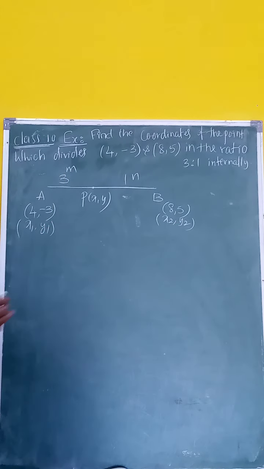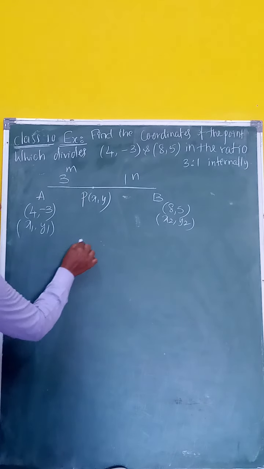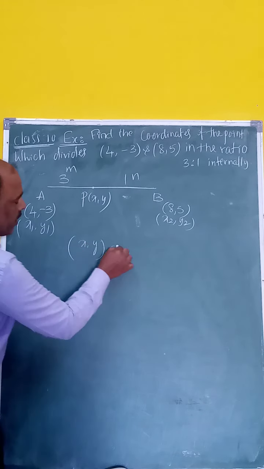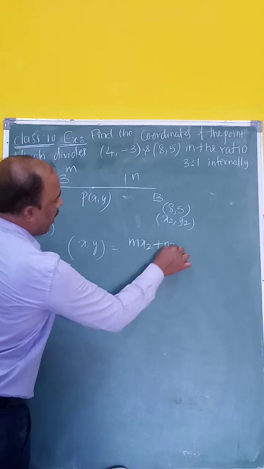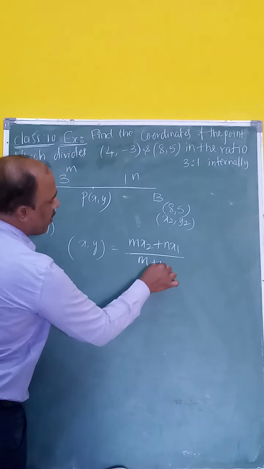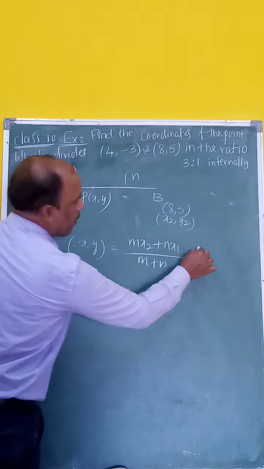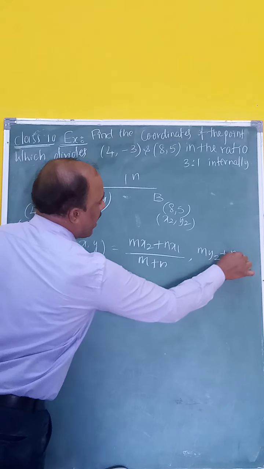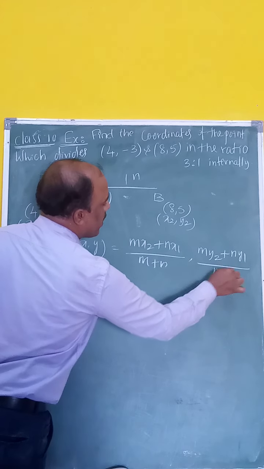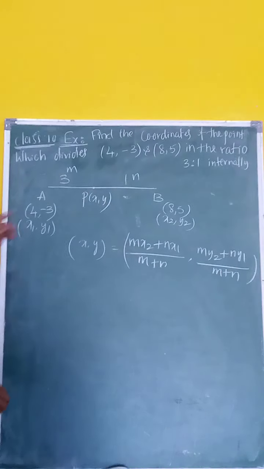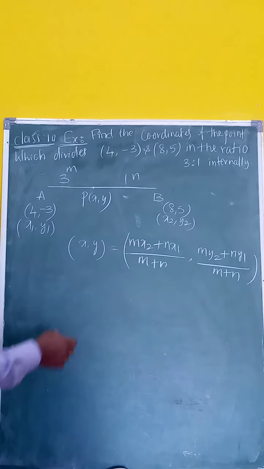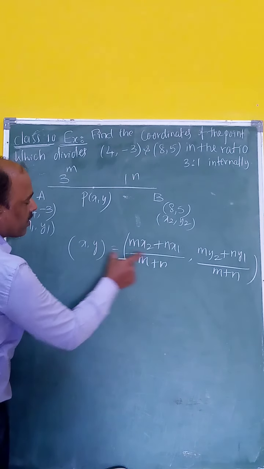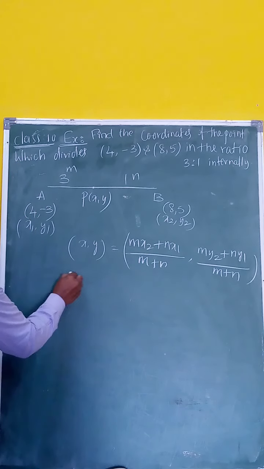Now apply the formula. First I'll write the formula. What is x comma y? Just now we learned it. (x, y) is equal to (m x2 plus n x1) by (m plus n), because it is internal, and next (m y2 plus n y1) by (m plus n). It is an internal point, P (x, y) is between A and B. Clear? We have to find x, y.